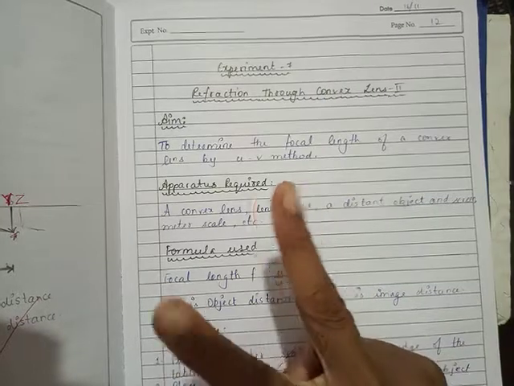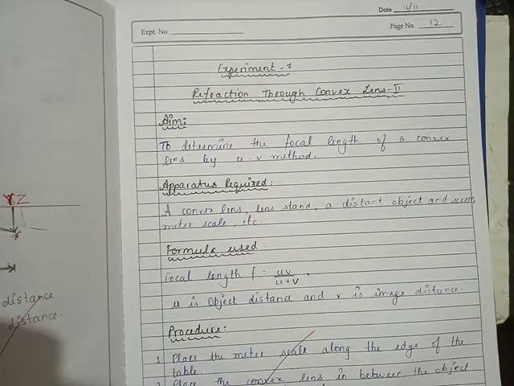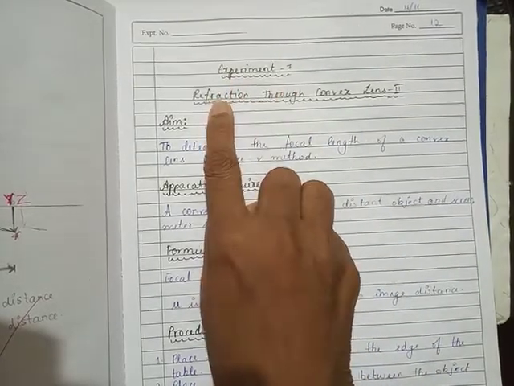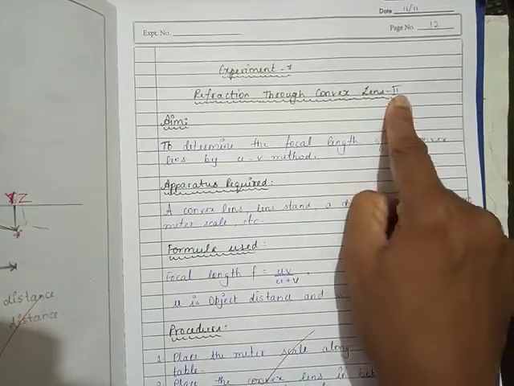You just have two more experiments left to finish your practical file. So you'll be writing experiment number 7 and 8. Experiment number 7, refraction through convex lens 2.